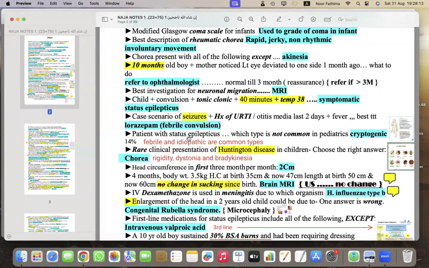Next, a patient with status epilepticus. Which type is not common in pediatrics? Not common in pediatrics is cryptogenic. Febrile and idiopathic are the common types of convulsions. Cryptogenic, which is 14%, is not common in the pediatric age group.